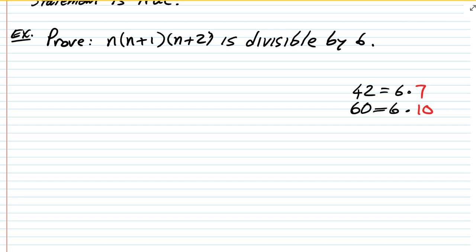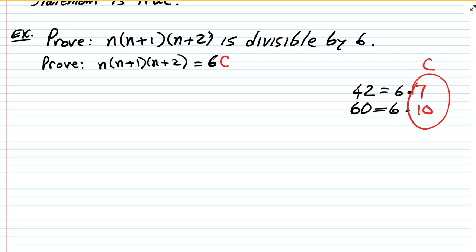Okay, so let me write down what this means. We want to prove, in other words, that n times n plus 1 times n plus 2 is 6 times a number, I'm going to call it c. How's that? c is a constant. That's what c is. Okay, a constant. If we can do that, then we have proved this. So let's begin with P1, the first condition, P1.